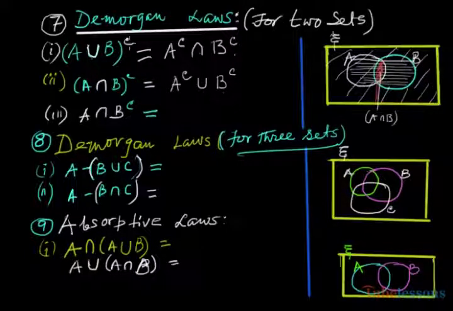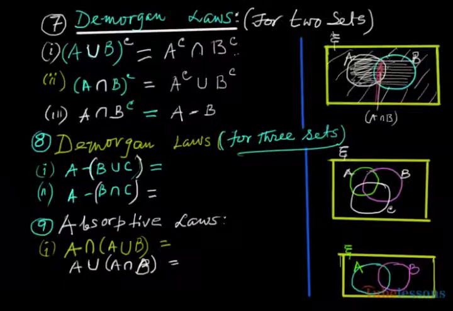A union B whole complement equals to A complement intersection B complement, and A intersection B whole complement equals to A complement union B complement. Now the third law is A intersection B complement equals to A and B complement is this shown, and this we can define right as A minus B. All x belongs to A but not in B.